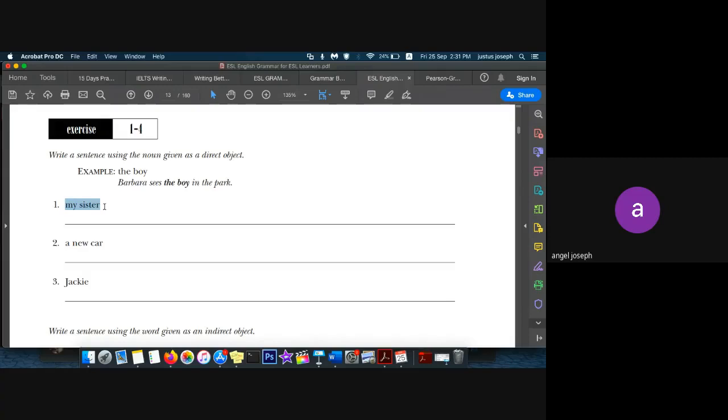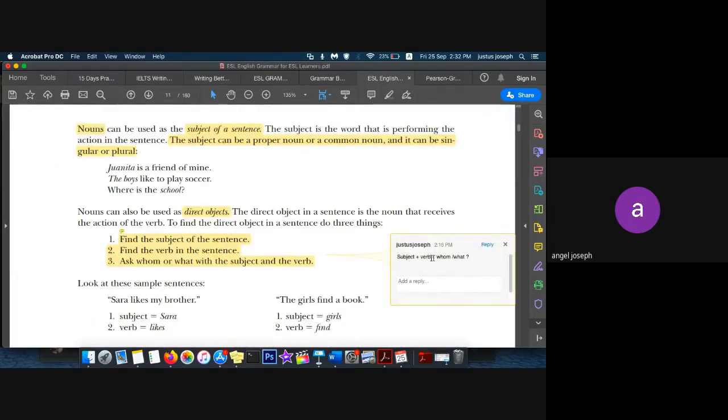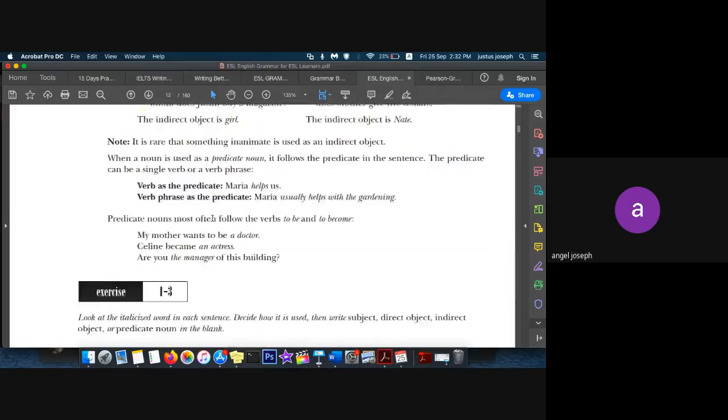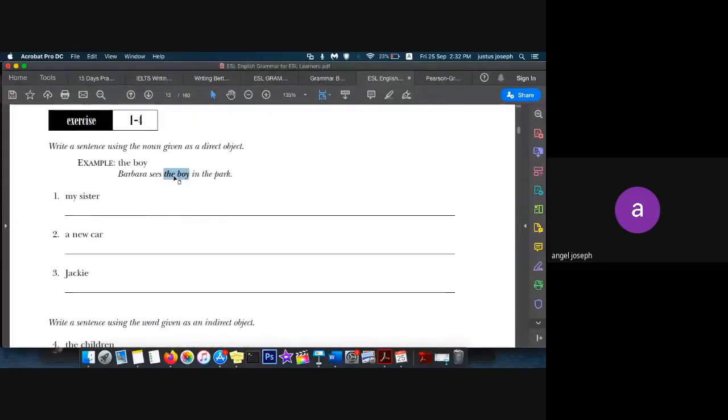Now, you have to use this word, my sister, as a direct object, okay? Not as a subject, but as a direct object. So look at this example, the boy. Barbara sees, whom did she see, Barbara? The boy. Is it following the question? Subject, verb, whom? Barbara saw whom? The boy. So the boy becomes a direct object. Clear? Okay, so they have used the boy as a direct object.